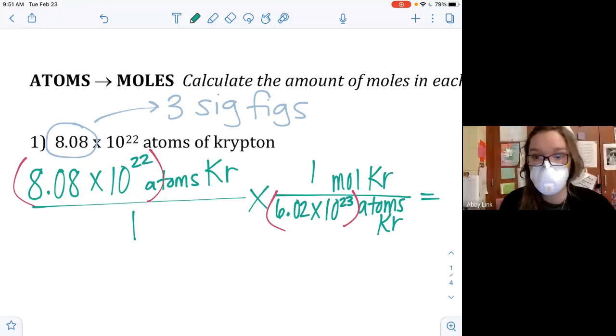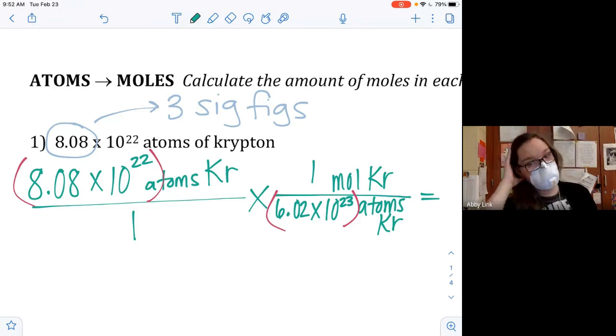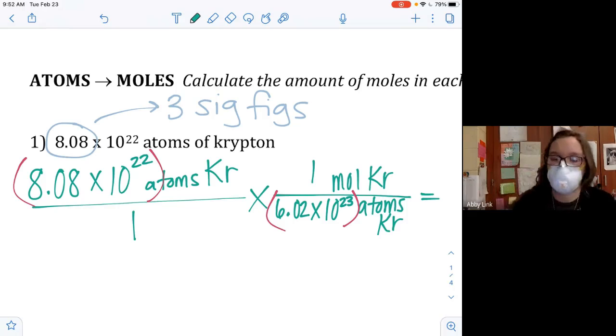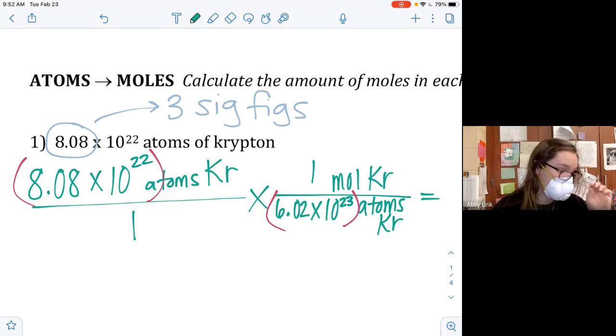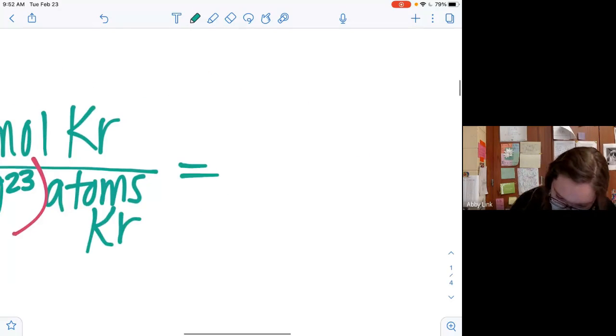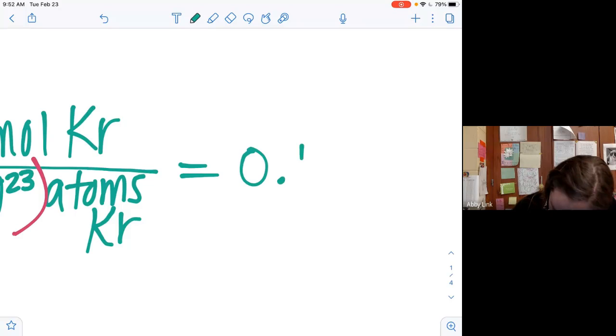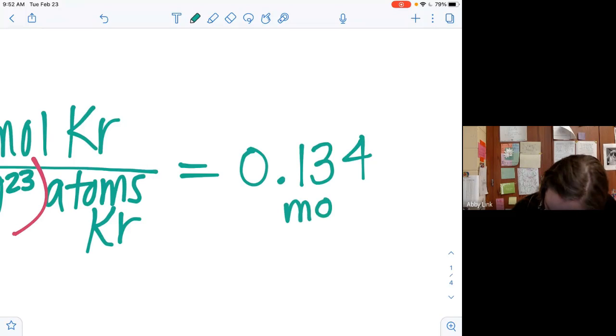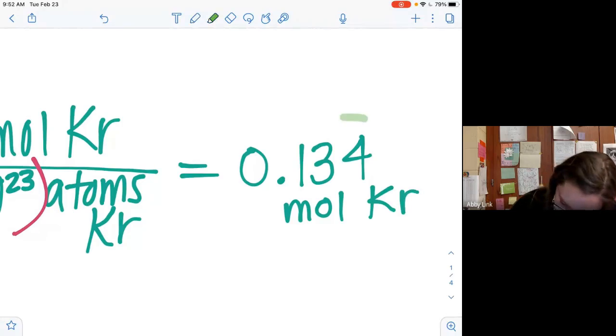All right, let's see what we have coming up here. 0.13, 0.13. Okay, careful, my friends. We should have 3 significant figures here. So we would want to take that 0.13 to 1 more decimal place. There it is, 0.134. That's exactly what I got. Excellent job, guys. All right, so let's record this down, 0.134, and it's moles of Kr as my unit.